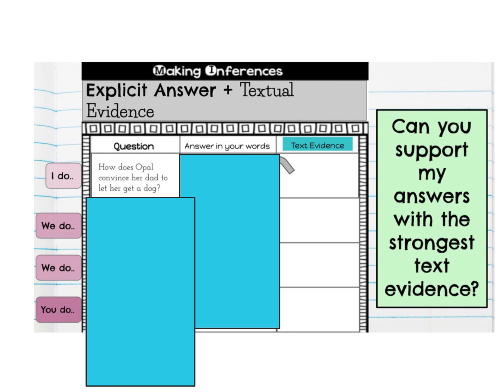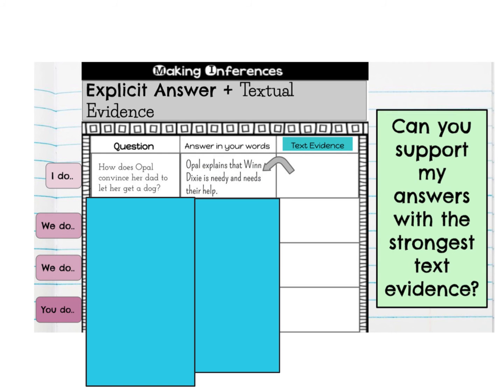So I want you guys to do one with me where we're thinking about proving our thoughts. How did Opal convince her dad to let her get a dog? I'm going to give you my answer, and I want to see who can help me prove it by going back to the text. Here's my answer. Opal explains that Winn-Dixie is needy and needs their help. So let's see who can prove that idea from the text.